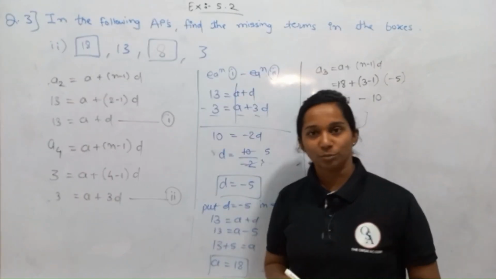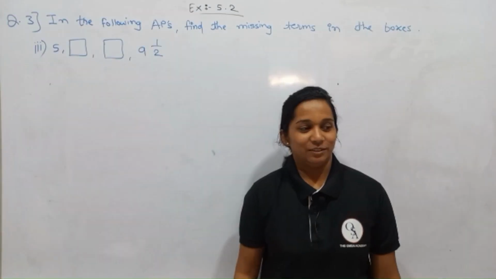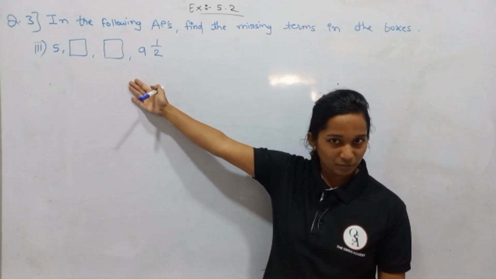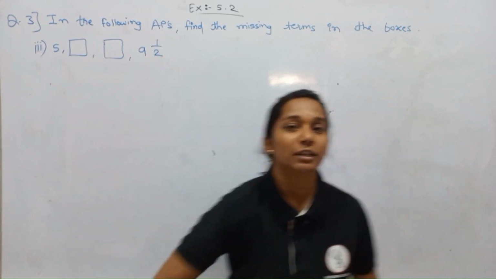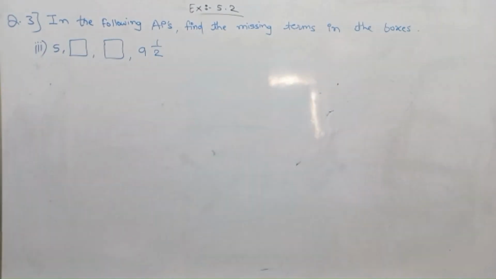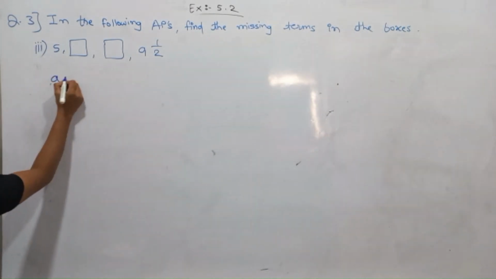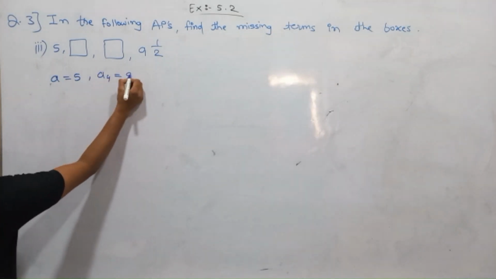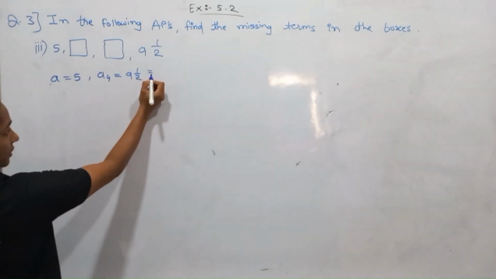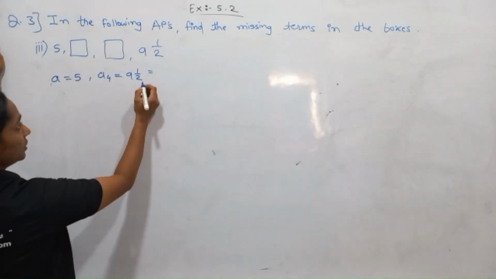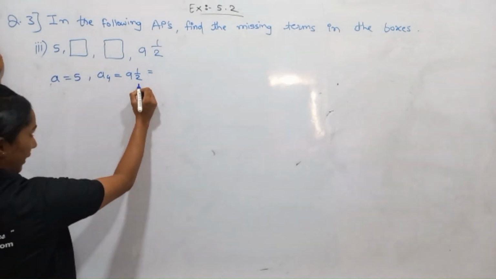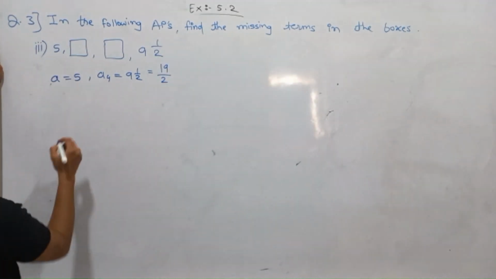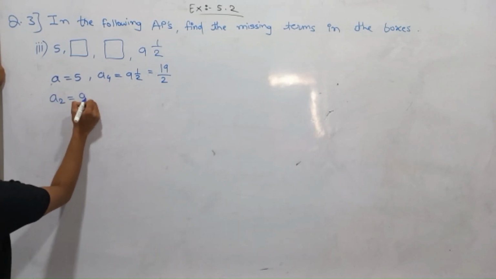Now we'll see question number 3. In question number 3, we have 5, and term 2 we have to find out. Term 3 also we have to find out. Term 4 is 9 1 by 2. So here a is 5, and a4 is 9 1 by 2. In the proper form, 9 2s are 18, 18 plus 1, 19 by 2. So I have to find out a2 and a3.